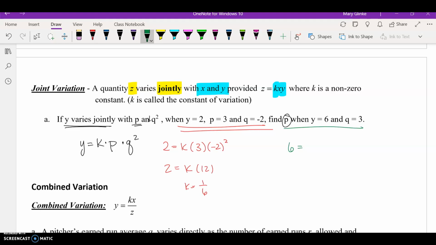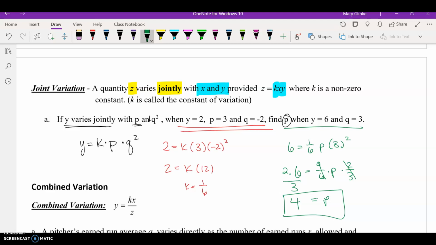So Y is 6, K is 1/6, P we don't know, Q is going to be 3 squared. So 3 squared becomes 9. Oops, that's times P. So if we're going to go ahead and multiply by 2/3, P would be 4 in this situation.